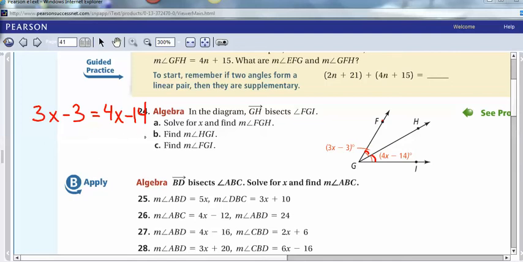Subtract 3x from each side. Add 14 to each side. And you're going to get x equals something. That's your answer A. Solve for x.